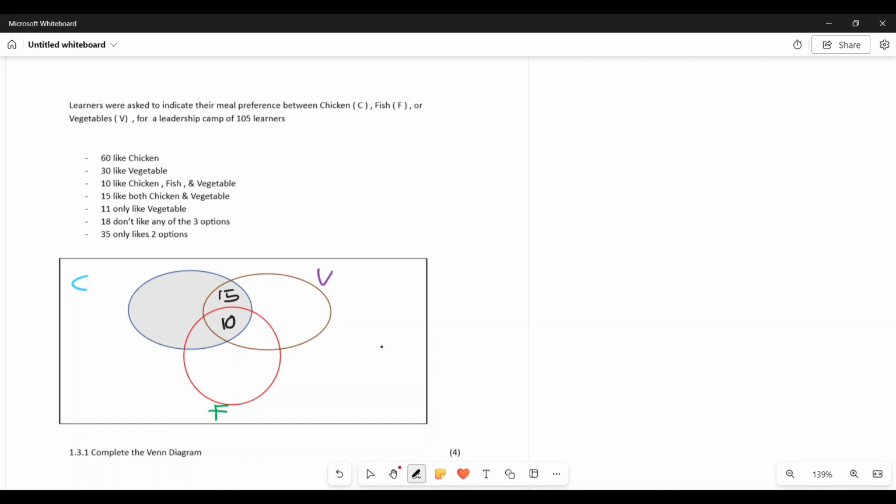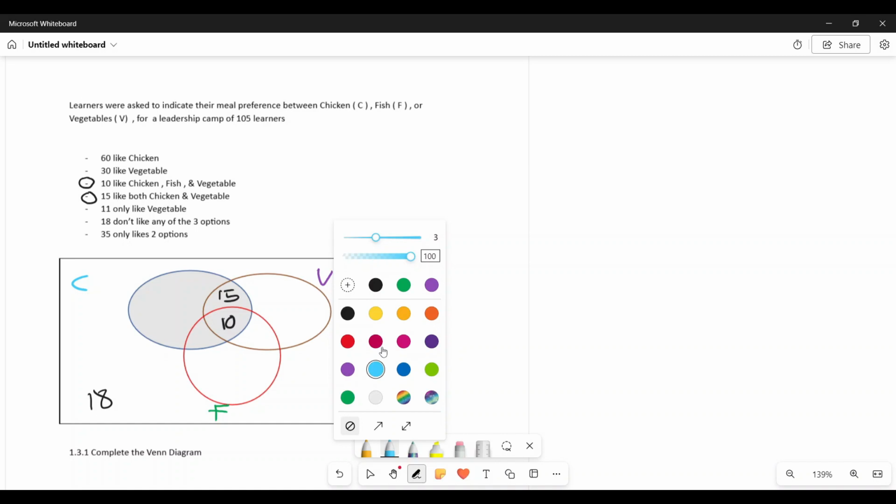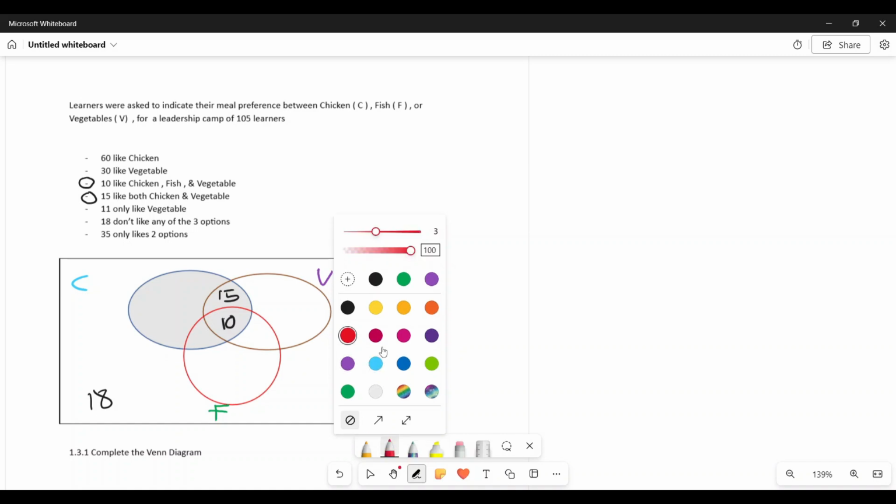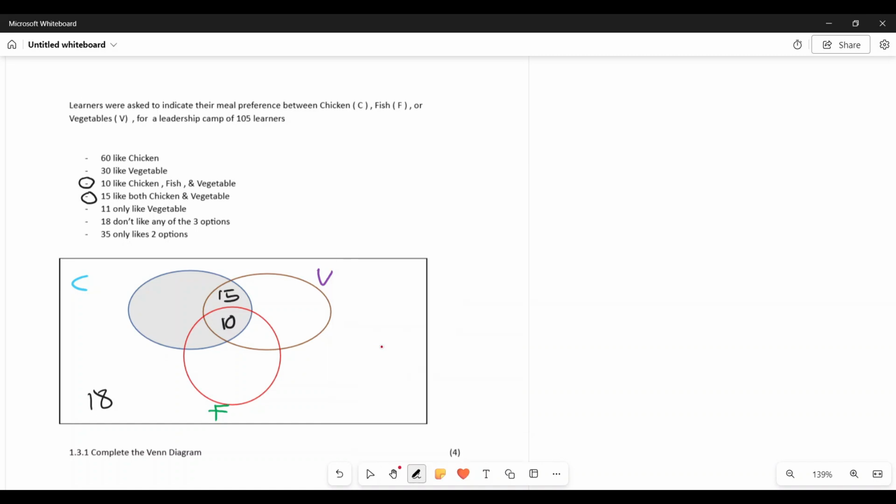So we have done this one for the 10 and the 15. Now 18 do not like any of the 3 options. This would be my sample space. Of the other information I could represent on this Venn diagram, I'm being told that 11 only like vegetables. So these are the number of students who only eat vegetables. So this 11 should be here.